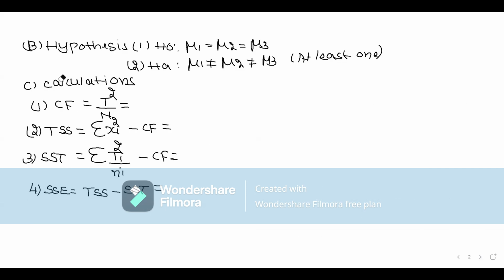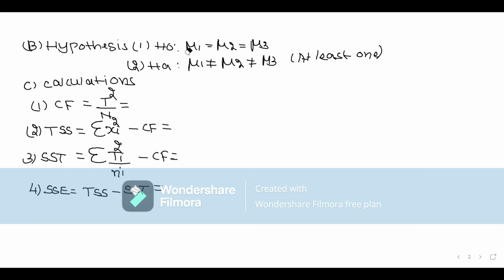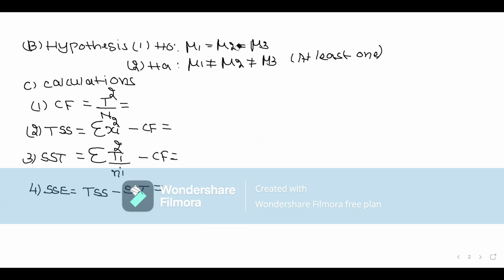Next, after this, the B part: state the hypothesis. Hypothesis H0: suppose 3 groups are here, 1, 2, 3, then 3 means are coming. Mu1 equal to mu2 equal to mu3. Suppose 4 groups are here, A, B, C, D, 4 groups. Then here you have to take mu1 equal to mu2 equal to mu3 equal to mu4.